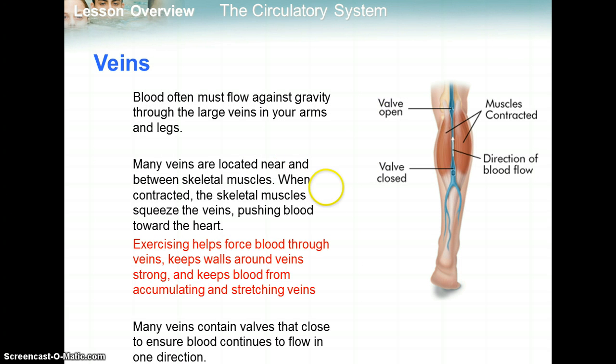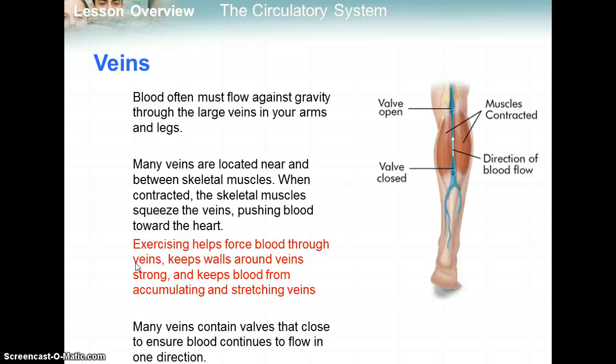Interesting thing about veins, they have to mostly work against gravity, especially the ones in your legs, because they have to get the blood up to your heart. So many veins are located near and between skeletal muscles. When you contract them, those muscles help squeeze the blood up through your veins, almost like squeezing toothpaste through a tube. So exercising helps force blood through the veins, especially the deep veins, not so much the superficial veins near your skin.